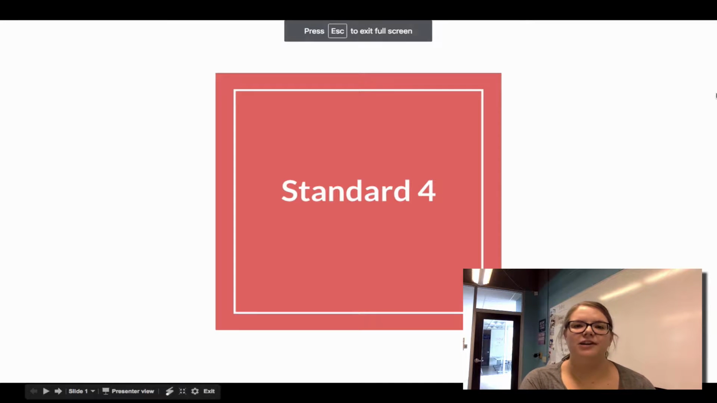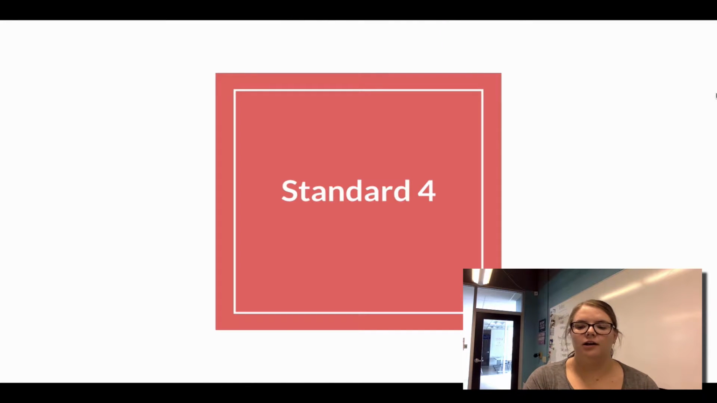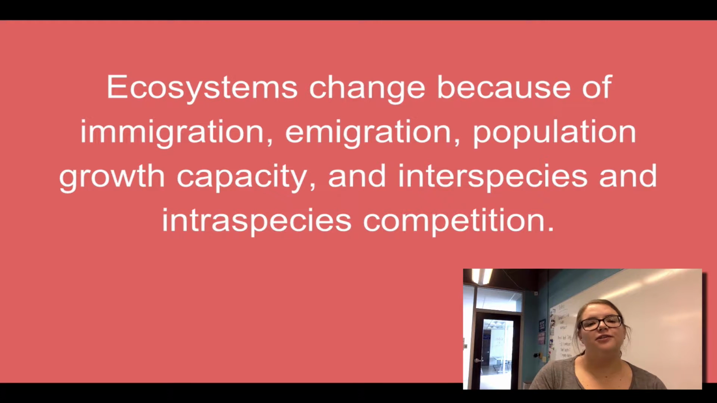Hey everyone, today we're going to talk about Standard 4. So Standard 4 says ecosystems change because of immigration, emigration, population growth capacity, and interspecies and intraspecies competition.